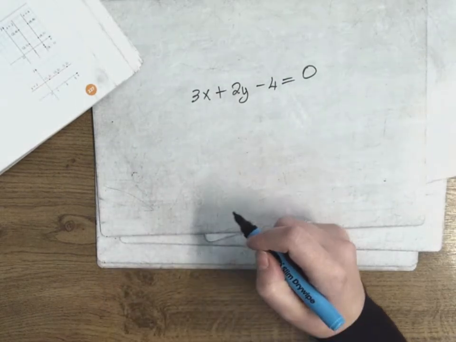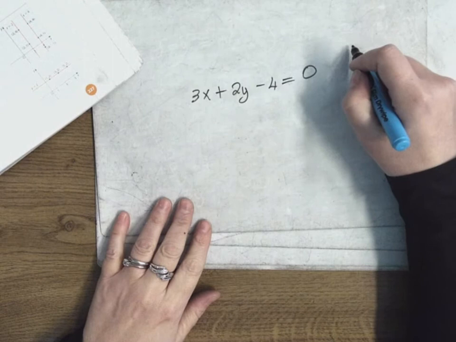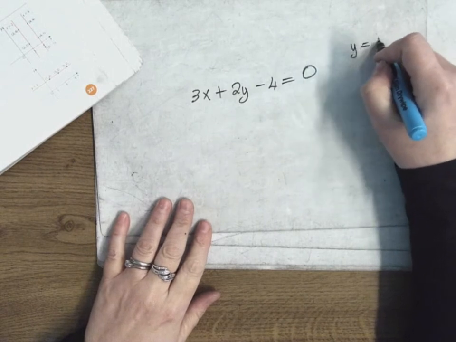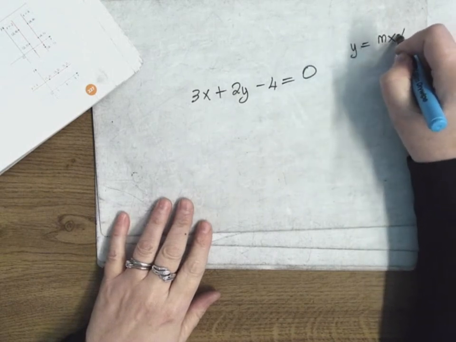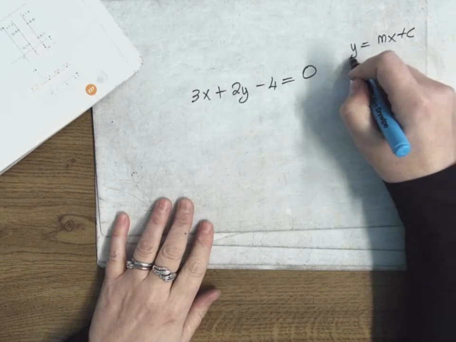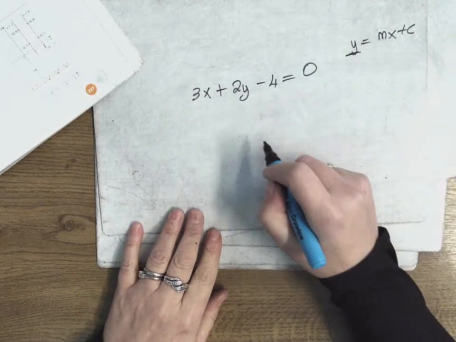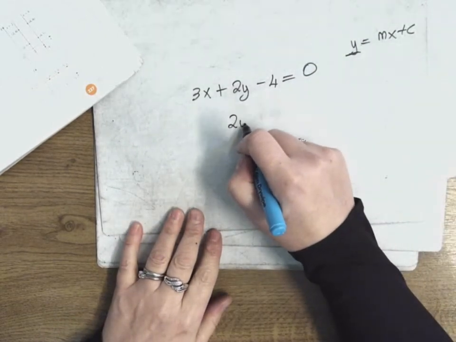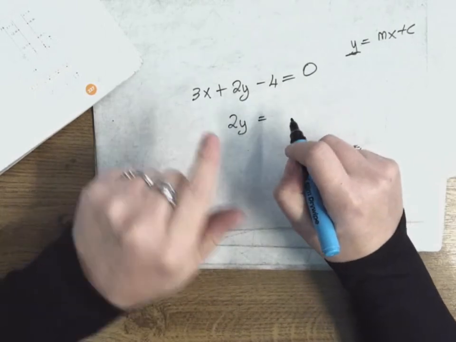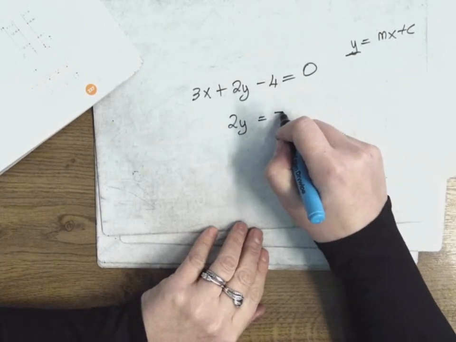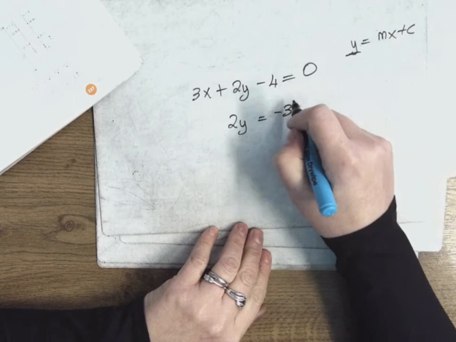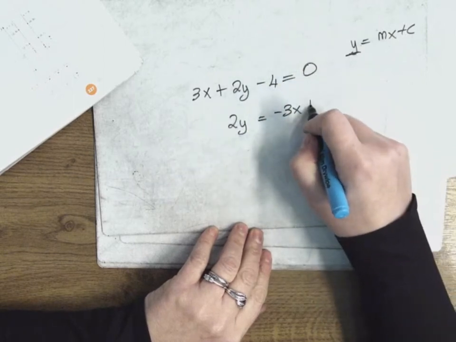Yeah, y equals mx plus c. So you rearrange it so you have y equal to everything else, the x term plus the number, right? It has to be y on its own, right? Okay, so leave the 2y, bring over the 3x and it becomes minus 3x. Bring over the 4 and it becomes a plus 4.